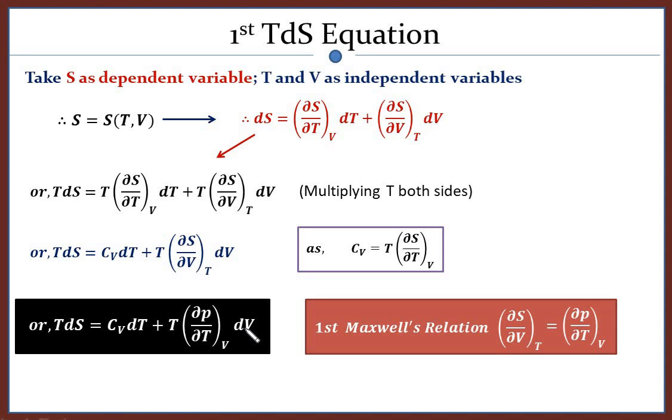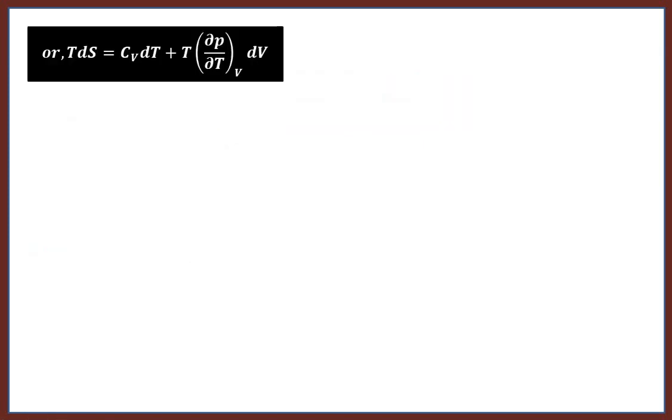Now we can easily see the right hand side is completely measurable quantities: volume, pressure and temperature. These are properties of the system, and the left hand side is dS. See, this equation directly relates the unmeasurable quantity like entropy with the measurable quantities. This is the first TdS equation.